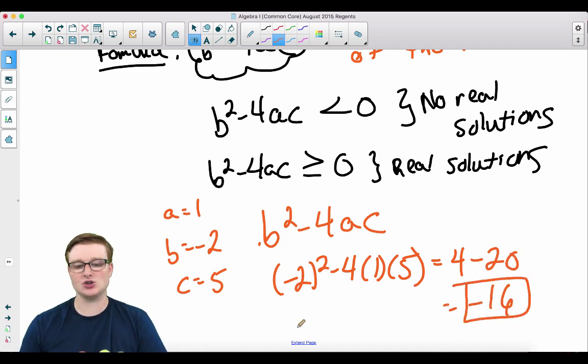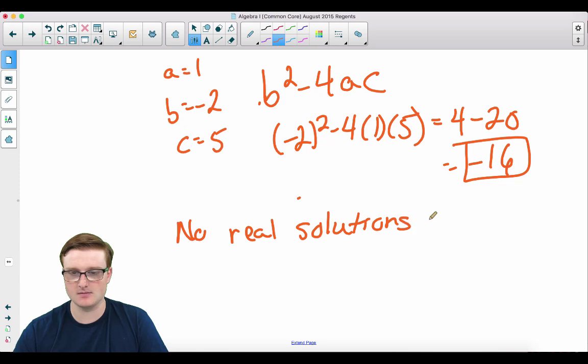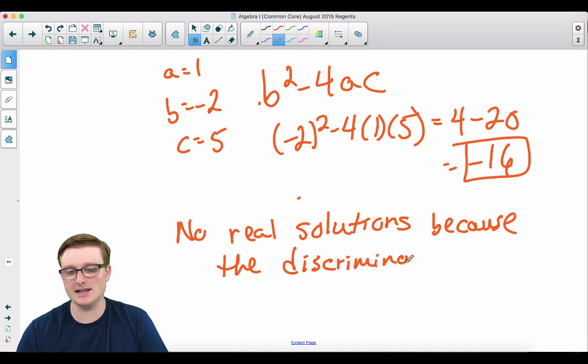So, since the discriminant is negative, you are going to say no real solutions because the discriminant is negative.